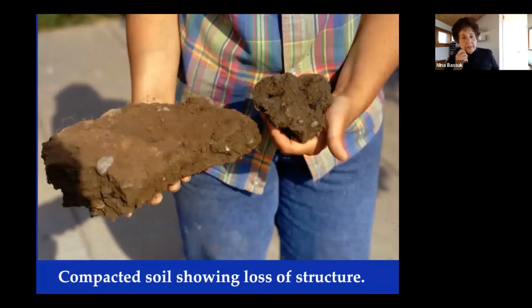And the soil ends up being compacted, showing loss of structure. We don't have those clumps and spaces anymore. We have a dense brick-like substance, which does not allow water to drain and does not allow oxygen to come through, and is actually impeding tree roots so that they're containerized within a small area.